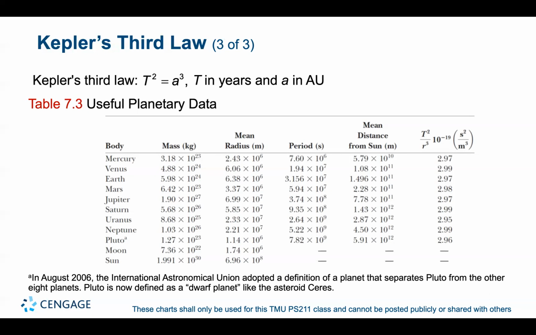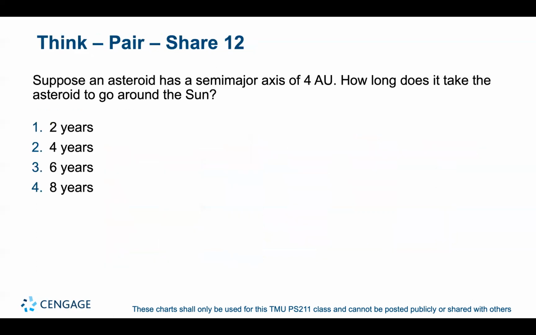This equation, of course, is valid only for the sun and the planets, asteroids, and comets. The table shows some useful planetary data. The very last column shows T squared divided by r cubed and is very nearly constant. So have a look at that, and that may be some useful data to refer to later. So we have a couple of questions here. Let me just check and see how many we got. So we'll go quickly through these, and then we'll continue on from that.